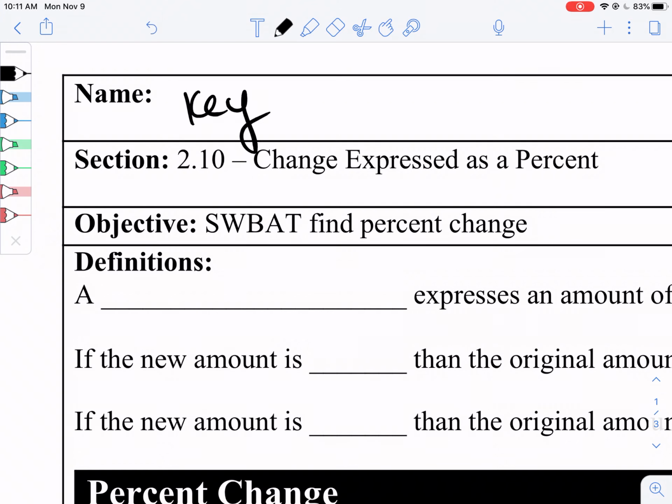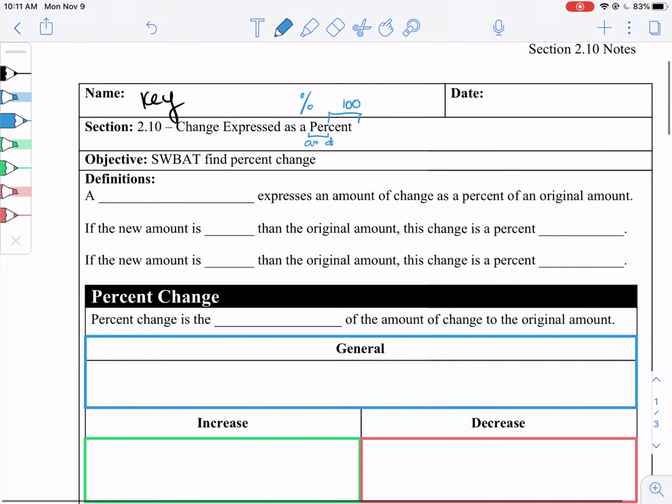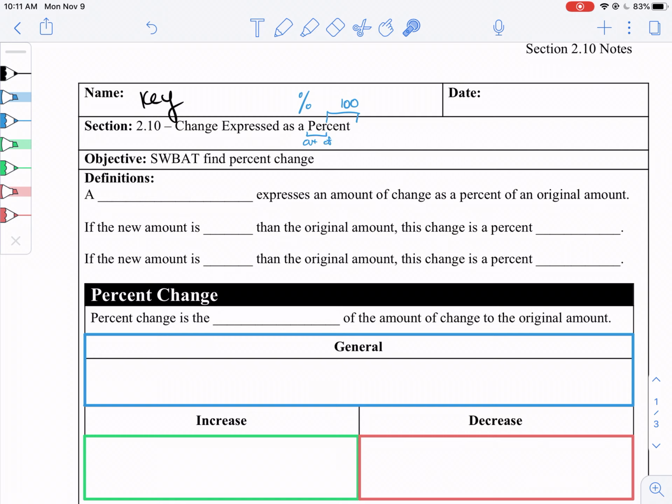Hi guys, welcome to your Chapter 2, Lesson 10 notes on change expressed as a percent. Now remember that percent means out of 100. So percent is this little symbol like that. By the end of the day, you will be able to find percent change.